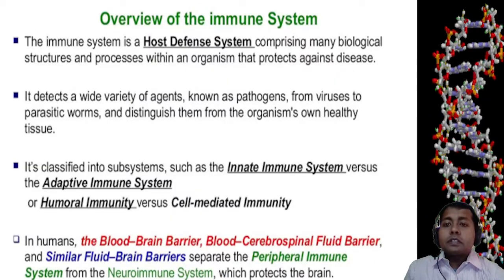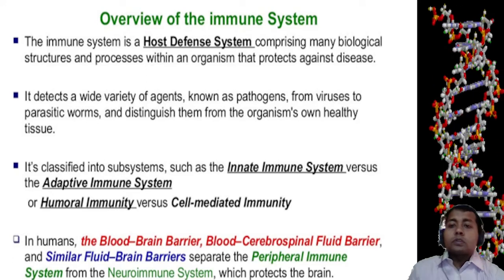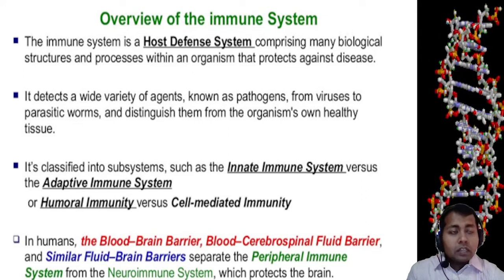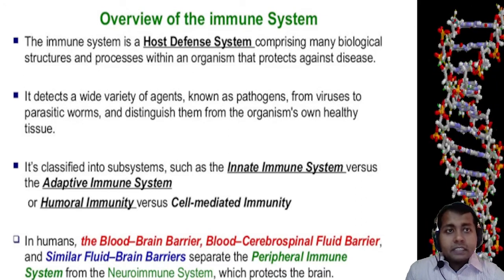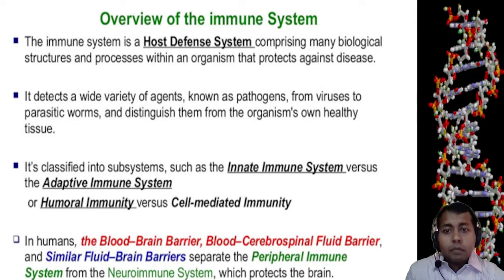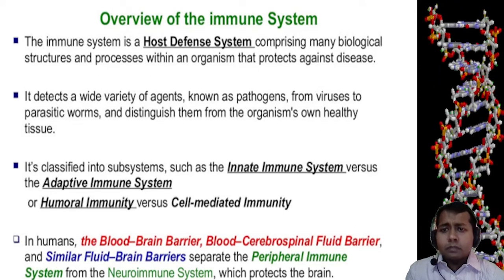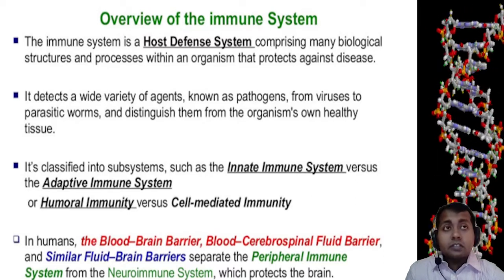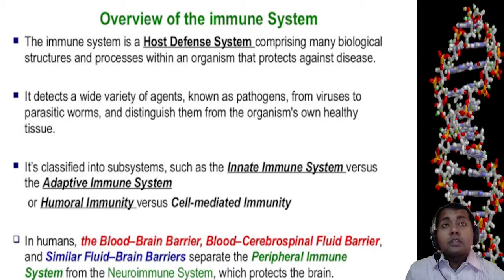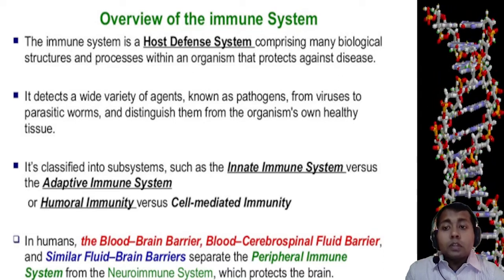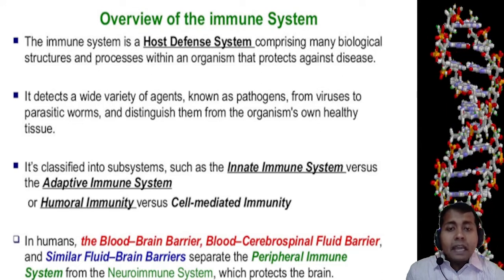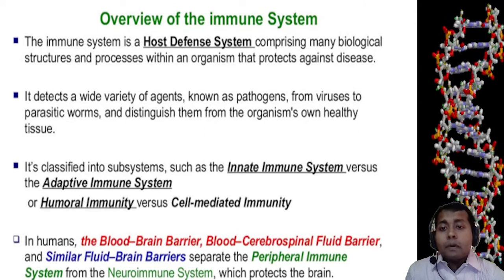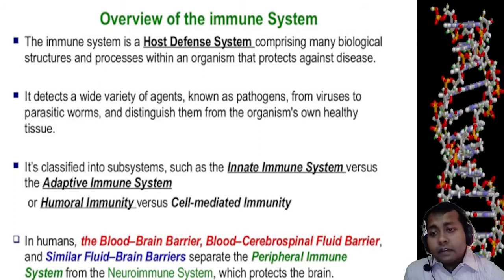The immune system, you can see that it is a host defense system. What is a host defense system? It means it comprises a number of organs and a number of cells that work in coordination with one another and protect the system against any pathogens that enter our body, maybe viruses, bacteria, parasitic worms, etc. And secondly, it distinguishes our own self antigens and self molecules from foreign molecules, those molecules that try to enter our body, and thus by differentiating self from non-self, it protects our body from any type of foreign invasions. It is classified into subsystems.